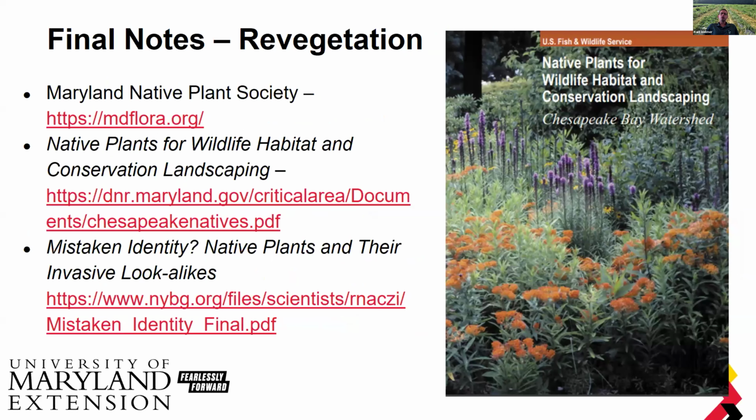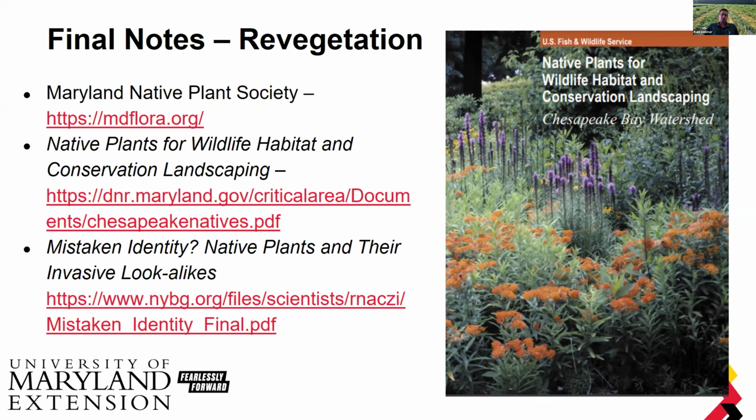So one final note, again, revegetation is essential for managing these invasive plants. If you just get rid of them and don't put anything desirable in there, you'll get the same invasive plants returning, or you'll get something worse. Some good resources for information for revegetation are the Maryland Native Plant Society and this book, Native Plants for Wildlife Habitat and Conservation Landscaping, which lists a bunch of different species that you could use for revegetation.